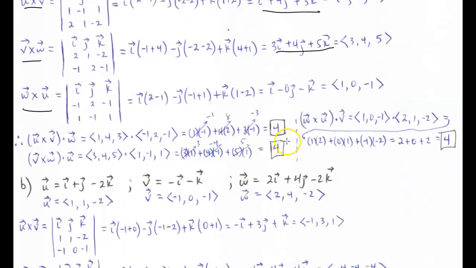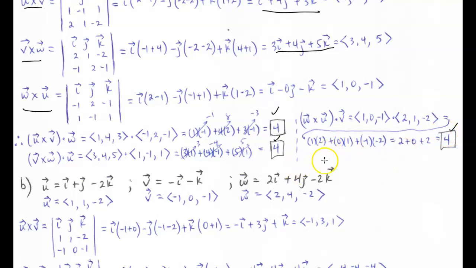Okay. And of course, you see that when I do the dot product with each of these, we end up getting 4 each time, which is essentially what we were trying to show. Okay. Since the triple scalar product ends up being a scalar quantity, no matter how we situate the vectors, it's still going to end up being the same thing.